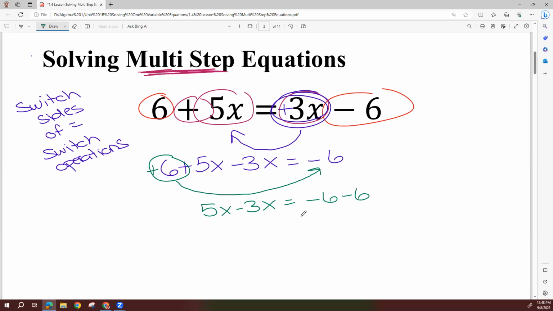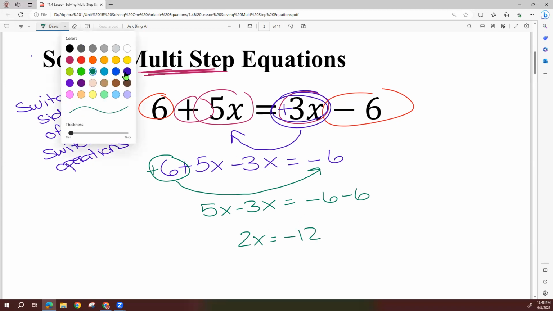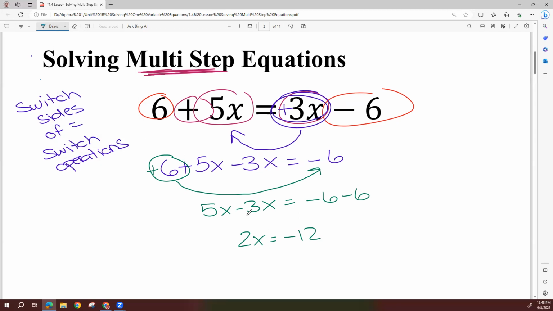And so now what we can do is like when we had expressions, we can combine like terms because we have like terms on the left and we have like terms on the right. So 5x minus 3x is 2x. Oops, I said 2 and I wrote 3. It is 2. And minus 6 minus 6 is minus 12. If you have a hard time with that, it's no problem using Desmos.